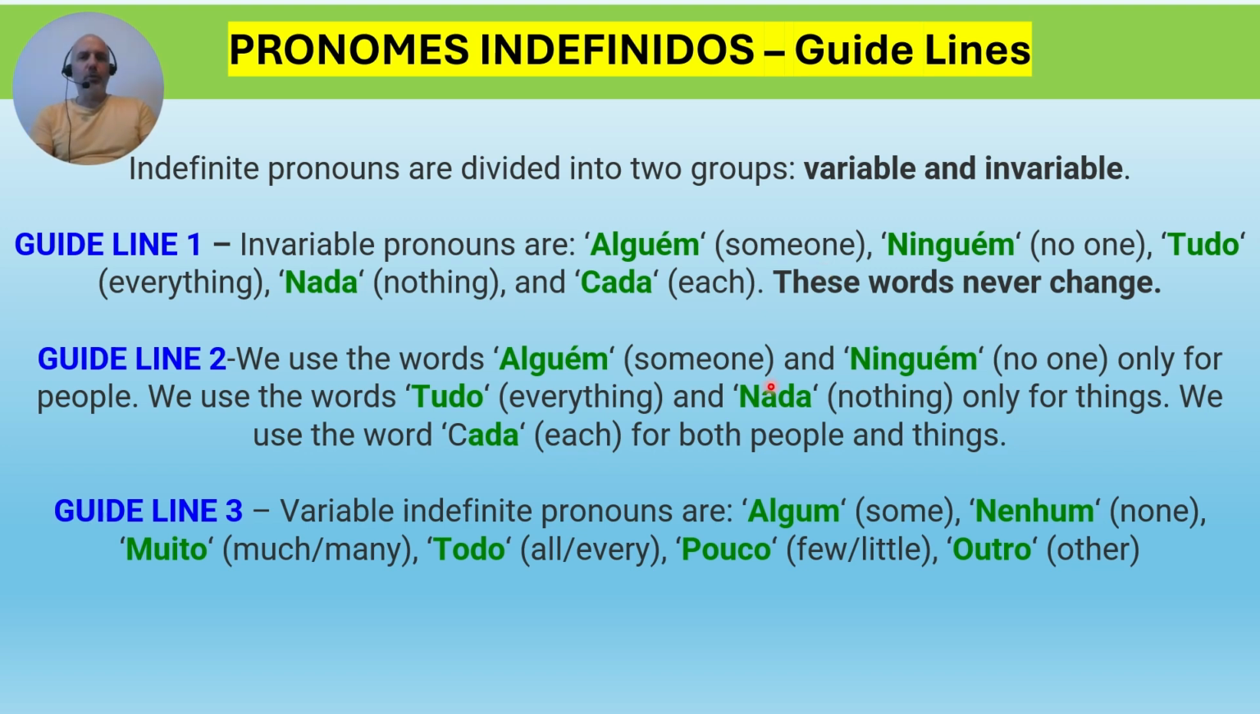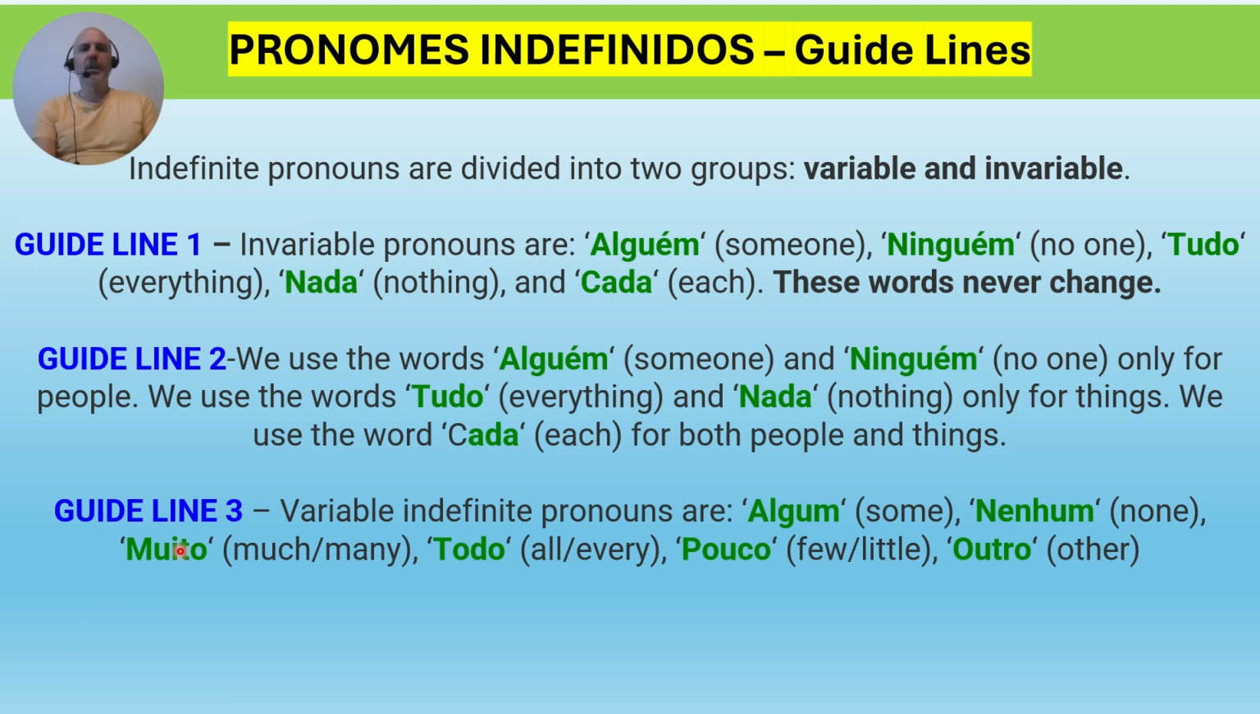Then guideline number two, we use the words alguém, someone, ninguém, no one, only for people, okay? So you don't use alguém or ninguém for things, for concepts, for objects. And we use the word tudo, everything, and nada, nothing, only for things. So we don't use tudo and nada for people. And we use the word cada for both people and things, okay? This is just a guideline. Do you have to memorize all these guidelines? No. Just go with the flow, get an idea, and then things will start making sense, okay?